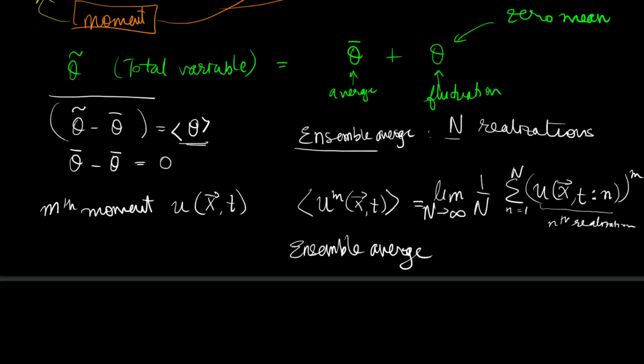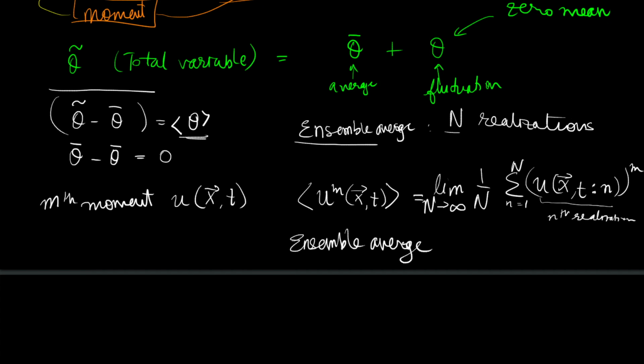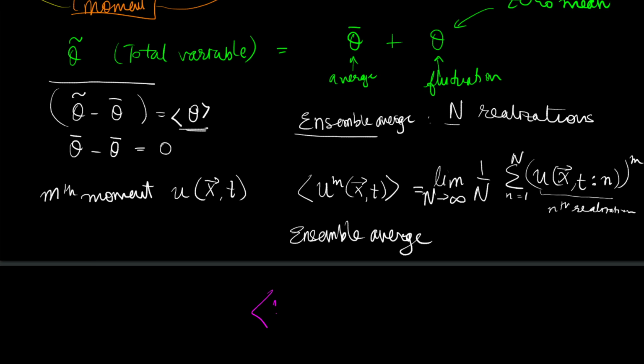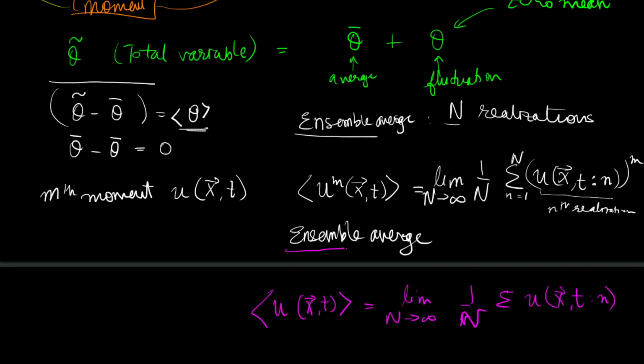So obviously when m is equal to 1, you get the average, you get the mean. So when m equals 1, you have this equal to limit of 1 over n summation of u x t n. So all the various signals u evaluated from all the different ensembles, all the different experiments that you have done.